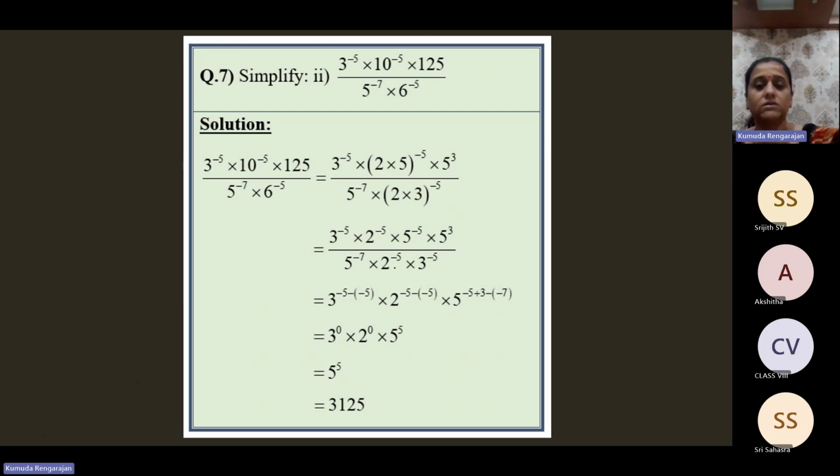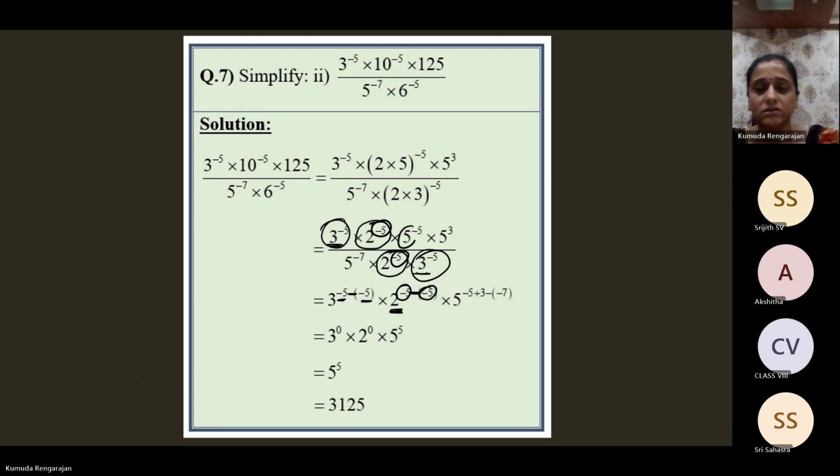So you can see here, instead of cancelling, you can also use the law. Bases are the same and it's division, so subtract the powers. You see here, this one and this one, base are same, 3. The powers are -5 in both the cases. So write the powers and subtract the powers. 2 to the power -5 in the numerator and denominator, bases are same and it's division, so write the common base. The powers are -5 in both numerator and denominator. Write them and subtract the powers.